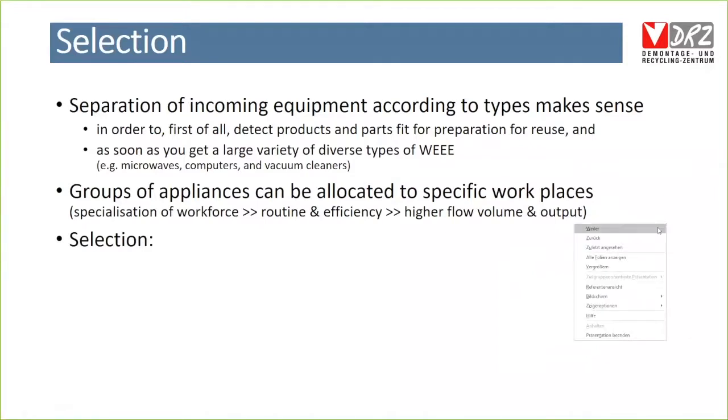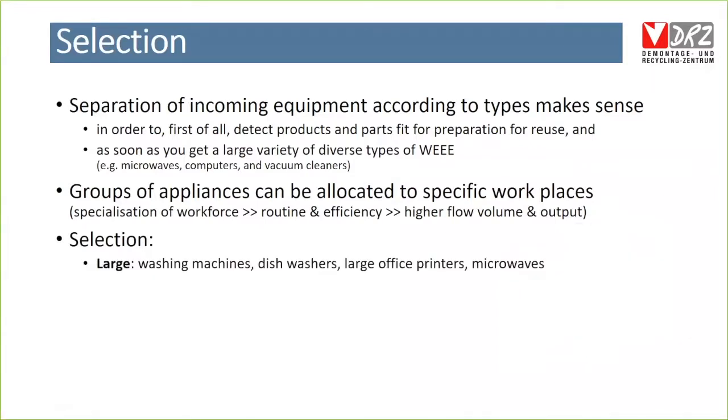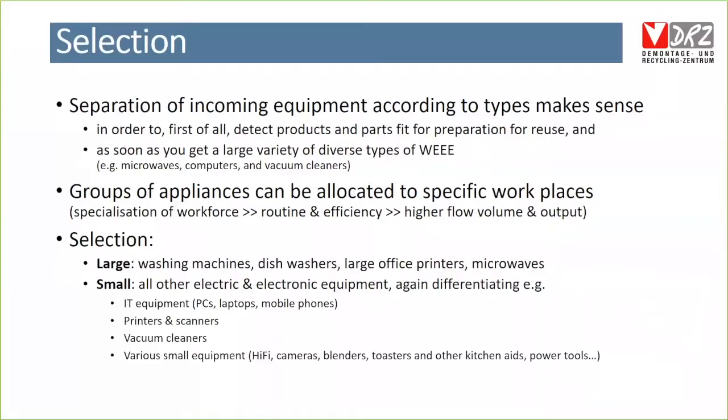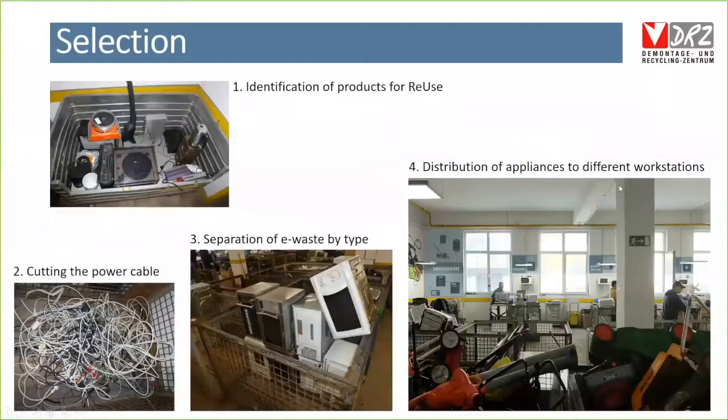Now, the selection could work like this. First, you separate large and small appliances. Large would be washing machines, dishwashers, large office printers, and for instance, microwaves. The small ones are all other electric and electronic equipment, and there you can again differentiate IT equipment. You have printers and scanners, vacuum cleaners, and various small equipment, all the rest, like hi-fi equipment, cameras, blenders, toasters, the mixer in your kitchen, other kitchen aids, power tools, whatever you can think about.